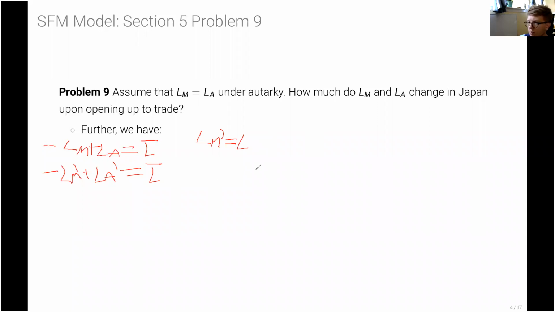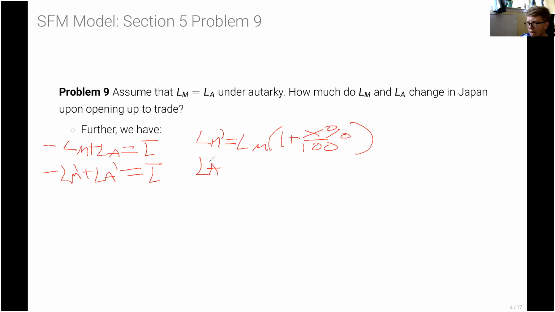So if we know what LM prime is, and we know what LM is, then we can relate these two by saying that LM prime is related to LM by just increasing it by X%, or by multiplying it by 1 plus X% divided by 100. Okay.